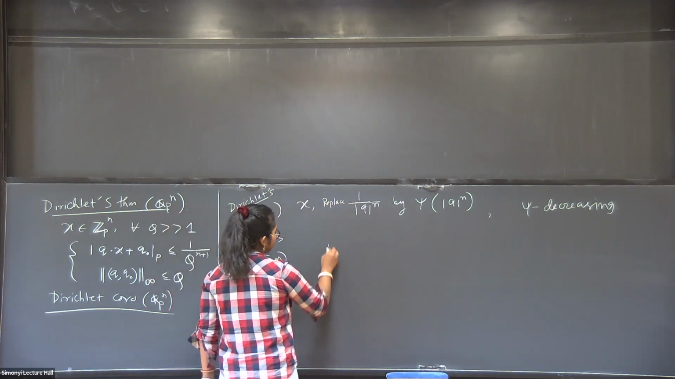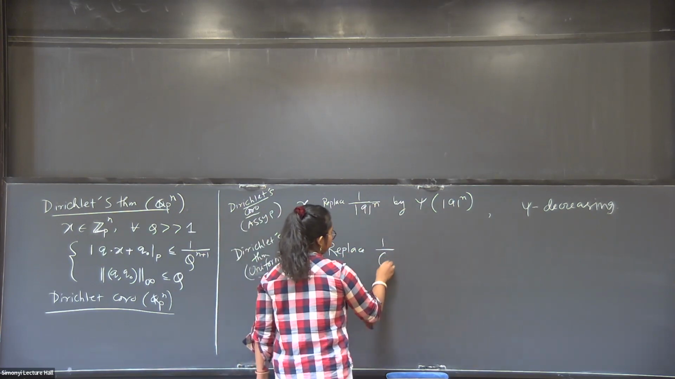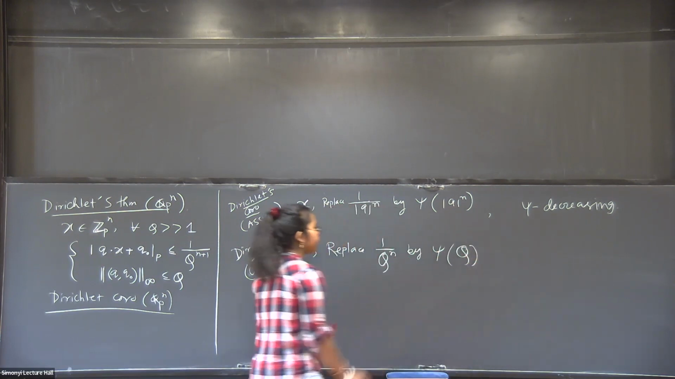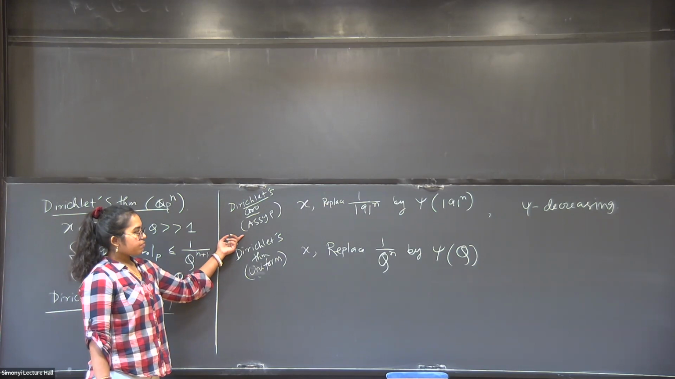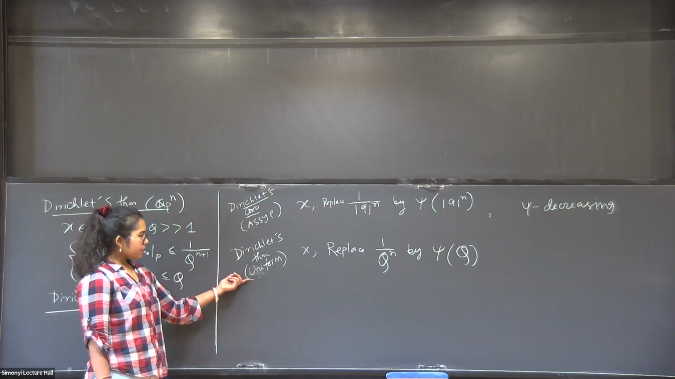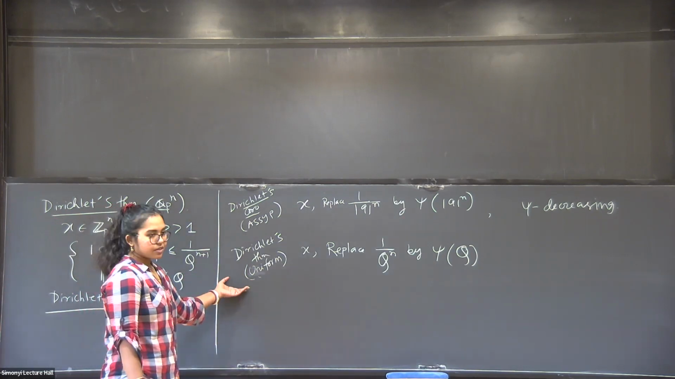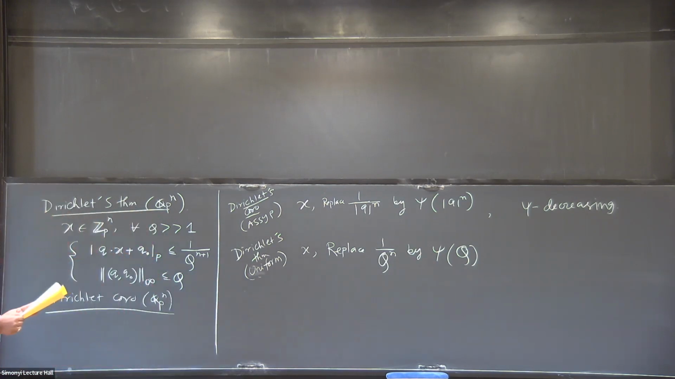There you want to study all those x such that you replace 1 over Q to the power n by some psi of Q, capital Q. These types of things are well studied, but this one is not as much studied, though recently people are interested in this kind of approximation as well. Okay. So now how does dynamics come into the picture?